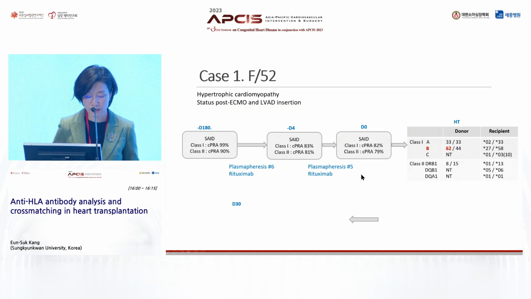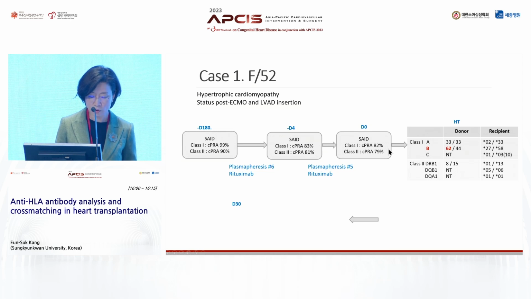I'd like to share cases with you. The first patient was a 52-year-old female diagnosed with hypertrophic cardiomyopathy. She was very highly sensitized with CPRA, 99% for class 1 and 90% for class 2. After a round of desensitization, her CPRA still remained high. And following another round of desensitization, still high.